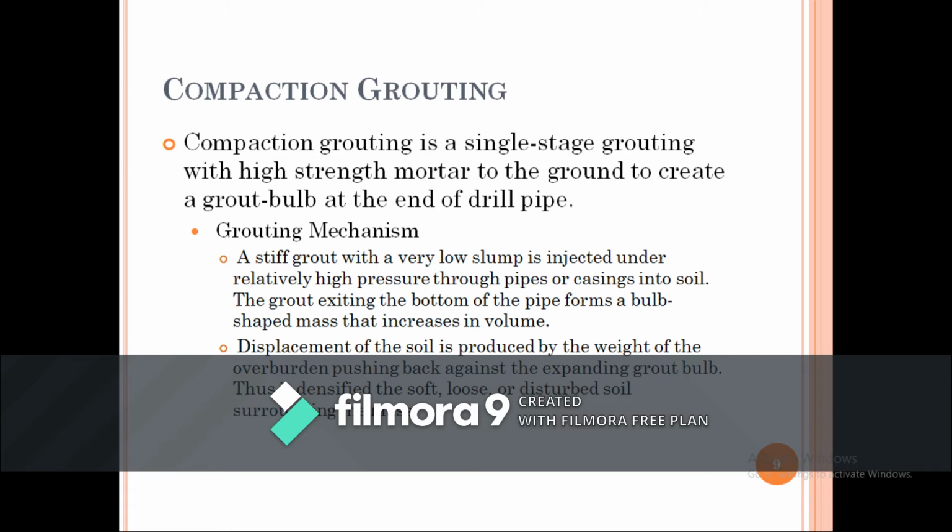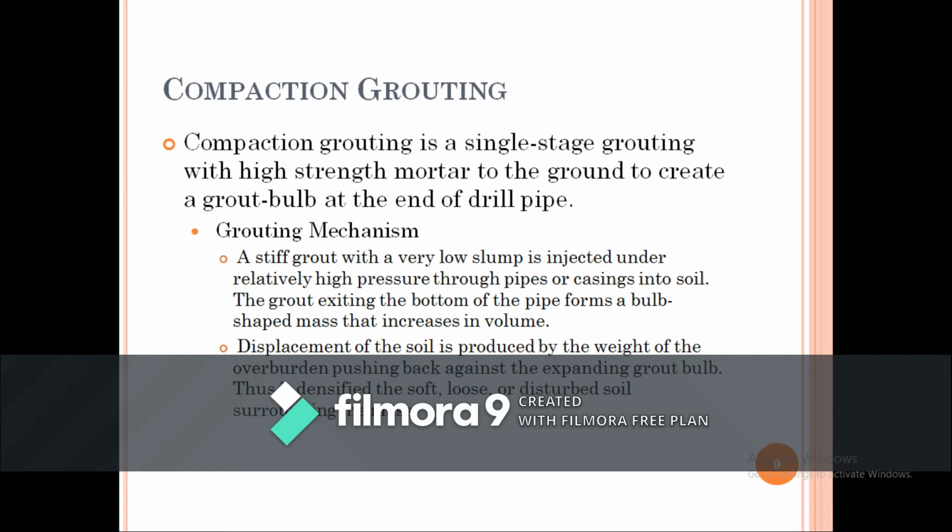Grouting mechanism. How do we carry out this particular grouting mechanism? A stiff grout with a very low slump is injected under relatively high pressure through pipes or casing into the soil. So what are we doing? You have pipes, and through the pipes you are sending this stiff grout with high pressure. When anything in the solid or semi-solid state has pressure applied, it becomes very much semi-solid and it can just pass through.